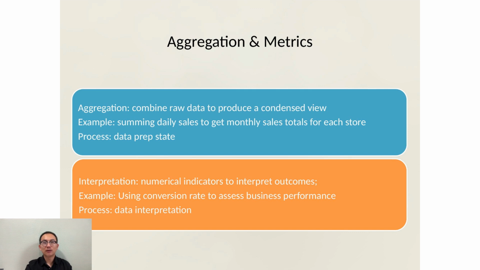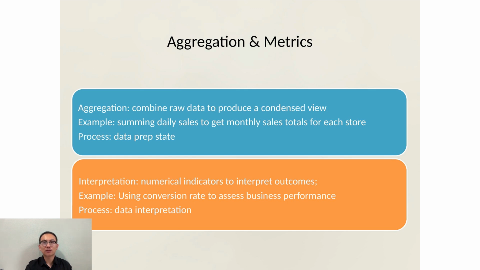You might group the data by region, by time period, or by customer segment, and then summarize it using functions like total sales, average rating, or number of orders. For example, adding up daily sales to calculate monthly revenue. Instead of looking at 30 rows of daily data, you now have 1 row per month, much easier to work with.